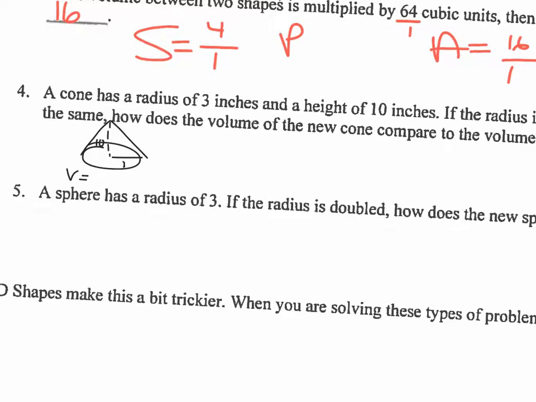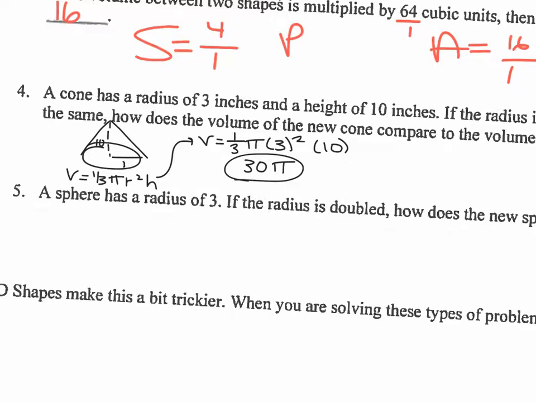So the formula to find the volume of a cone is 1/3 pi r squared h. So if I come over here, V equals 1/3 pi. My radius is 3 squared. My height is 10. So I have 1/3 of 3 squared, which is 9. So 1/3 of 9 is 3. And 3 times 10 is 30 pi. When you're making comparisons, it's always easier to leave it in terms of pi, so you're not dealing with decimals. So that's one cone. So now let's find the next cone.